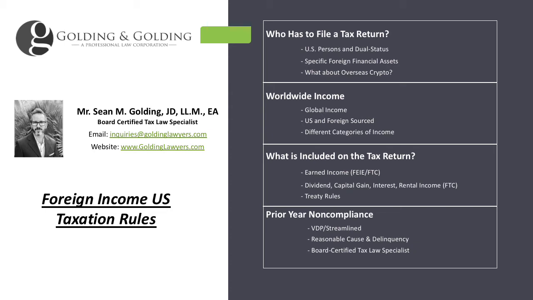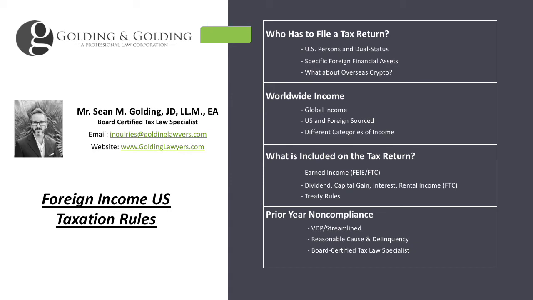So what are some of the different types of income that you have to include on your tax return? Here are some common ones. You may have earned income. You may be employed overseas, for example, or you might have your own business overseas. You have to report that income on your U.S. tax return.